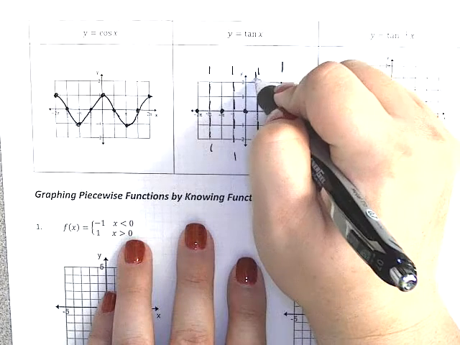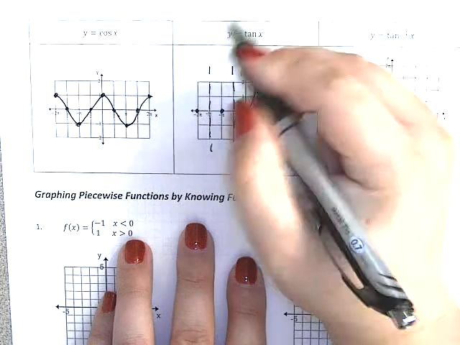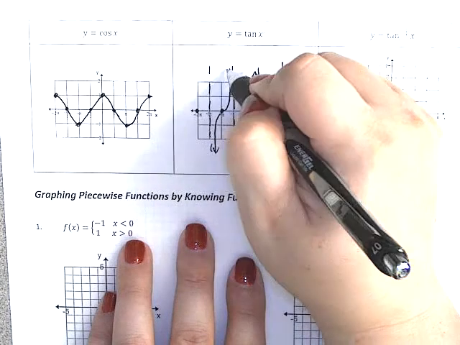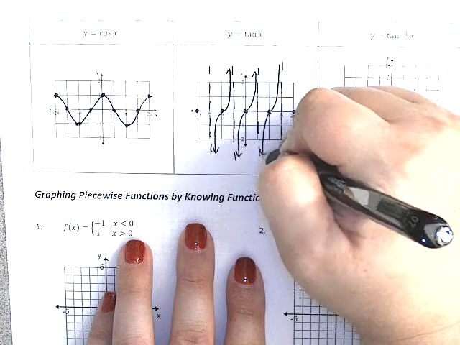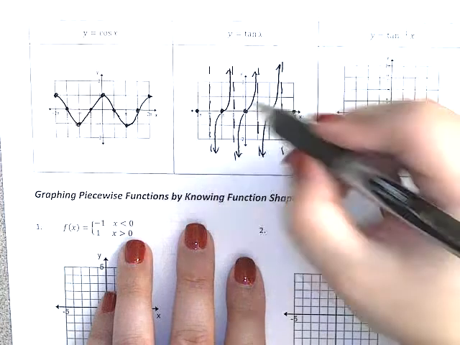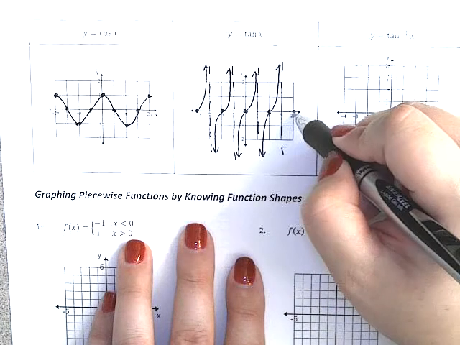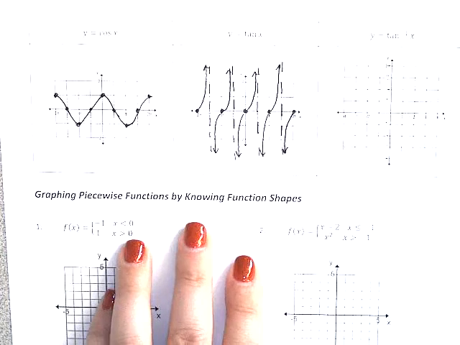And this looks almost like a cubic function. But it's lots of them over and over again, because just like sine and cosine, it repeats itself. So at negative 2 pi, it's going to be going up, and at positive 2 pi, it's going to be going down. Okay?